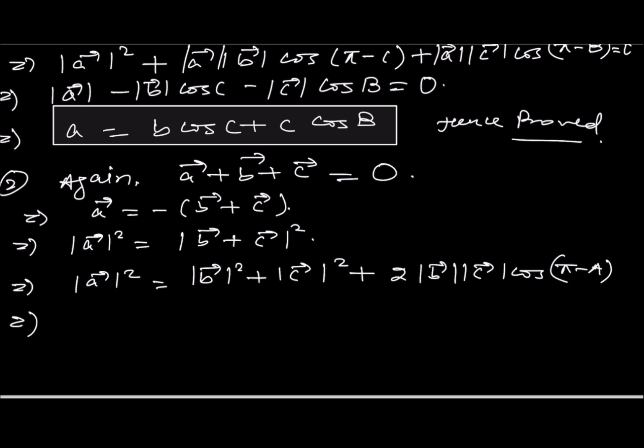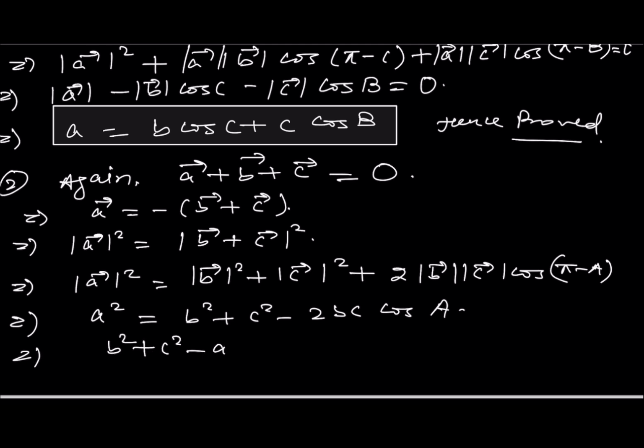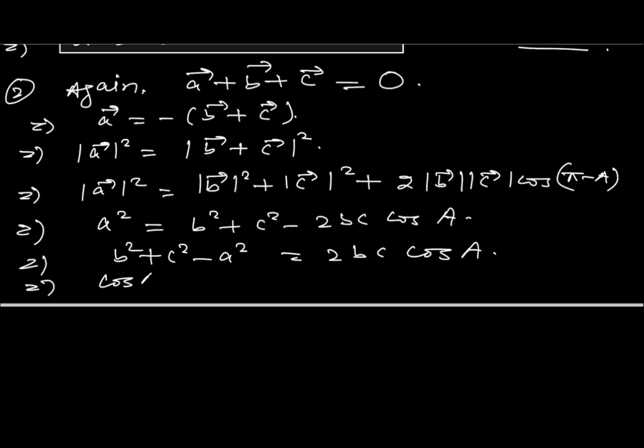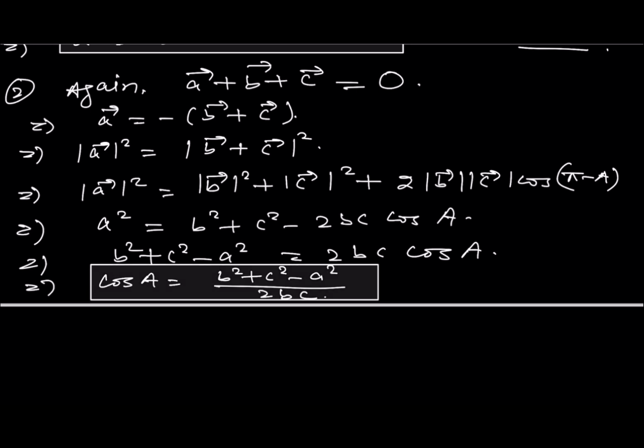So I am writing this mod of a vector simply as a. So this is a square is equal to b square plus c square minus 2bc cos A, right? Or I can write b square plus c square minus a square is equal to 2bc cos A, or cos A is equal to b square plus c square minus a square upon 2bc, which is the required proof. Okay, so hence proved.